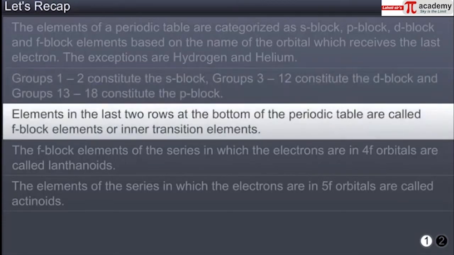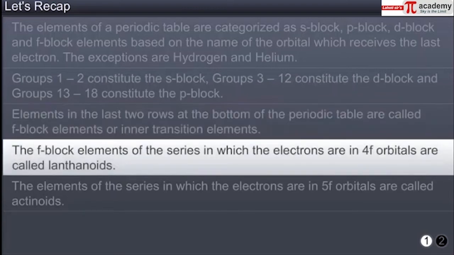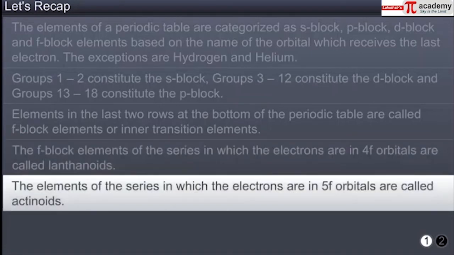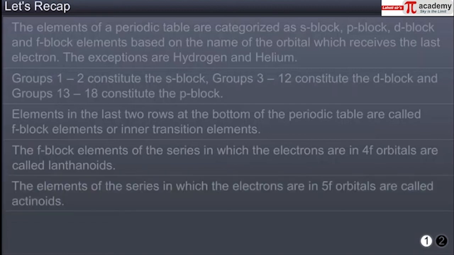Elements in the last two rows at the bottom of the periodic table are called F block elements or inner transition elements. The F block elements of the series in which the electrons are in 4f orbitals are called lanthanoids. The elements of the series in which the electrons are in 5f orbitals are called actinoids.